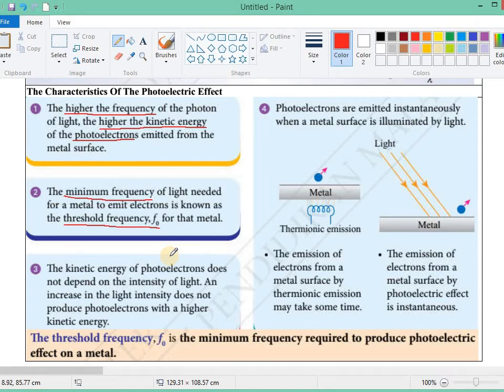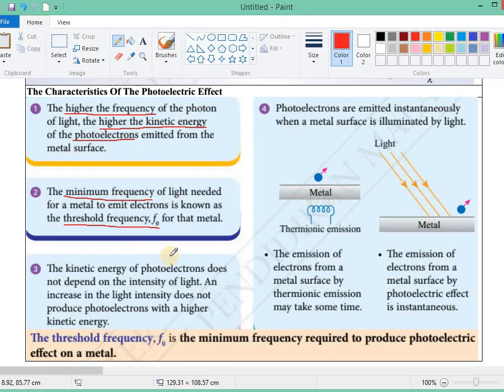Okay, although we use the word light, the light that we are talking about here is electromagnetic wave. That means it is not necessarily visible light, understand? Not necessarily visible light. Actually, for a normal metal, even the lowest frequency that can produce the photoelectric effect will be outside of the range of visible light.